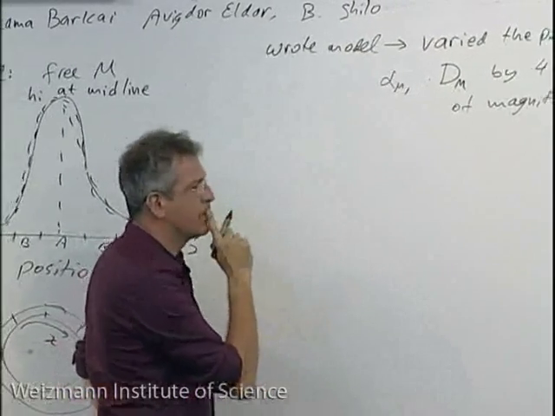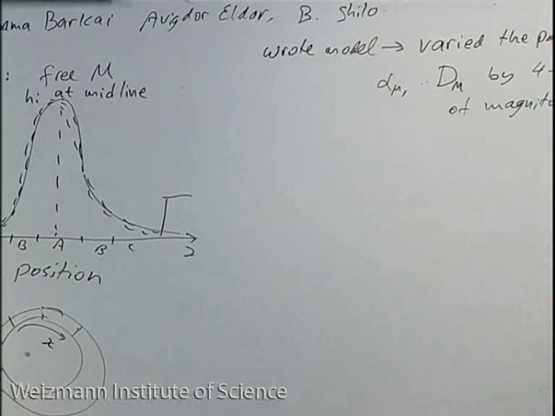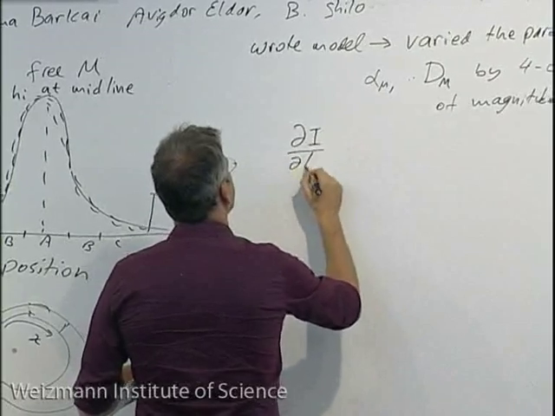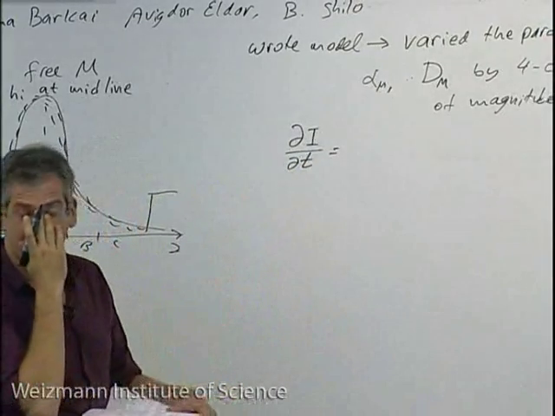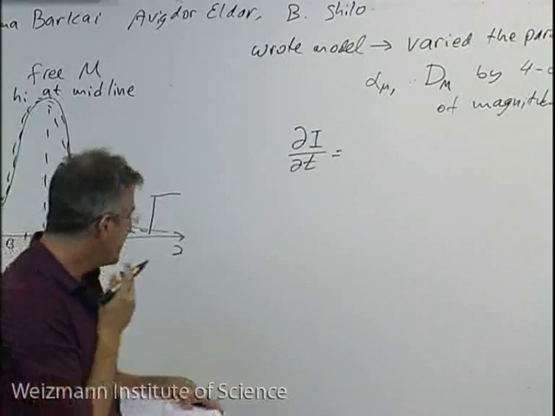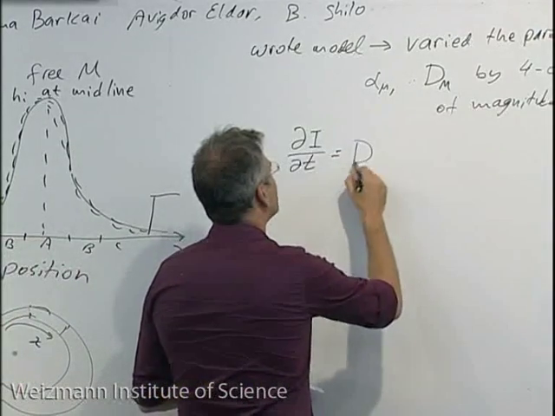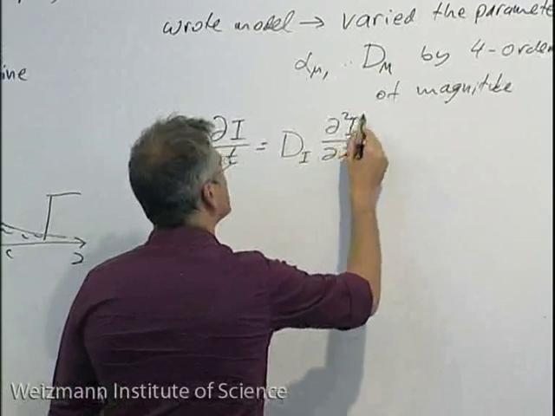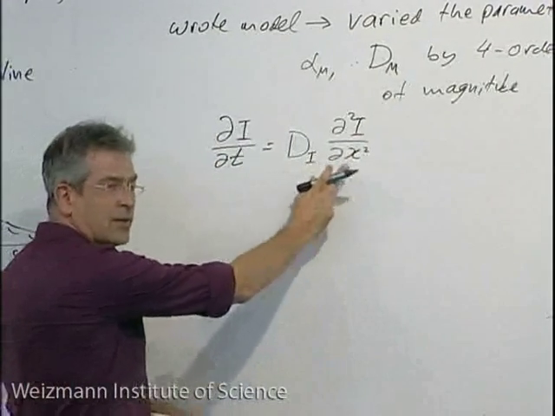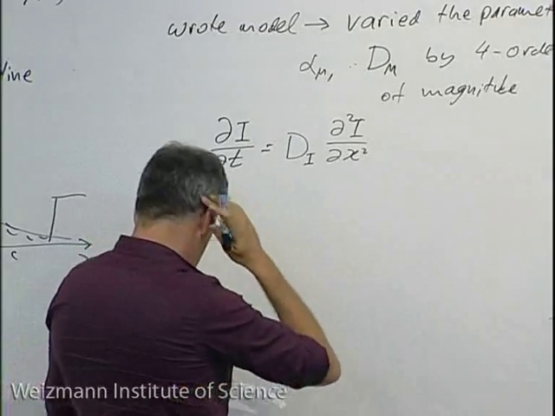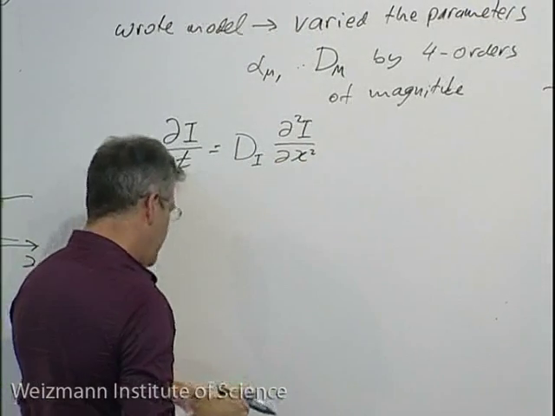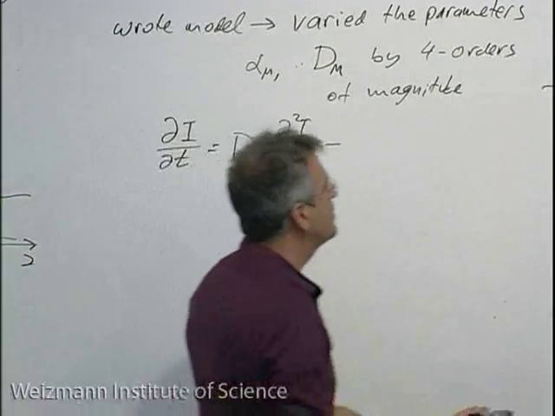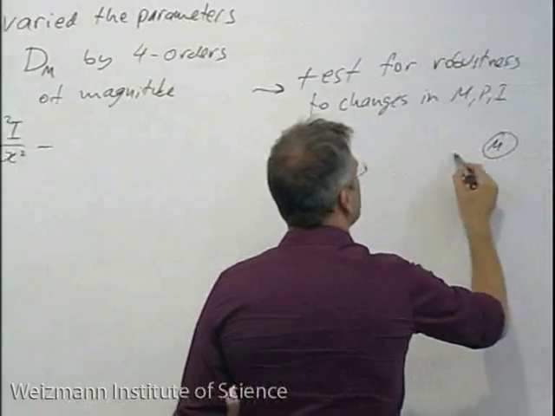So let's start with, what should we start with, actually? Start with the inhibitor. So the rate of change of an inhibitor. So it diffuses, like we said, the inhibitor diffuses. So this is the diffusion equation, like we did last time, the diffusion constant times the second derivative with respect to space.